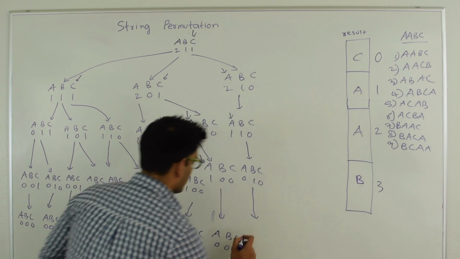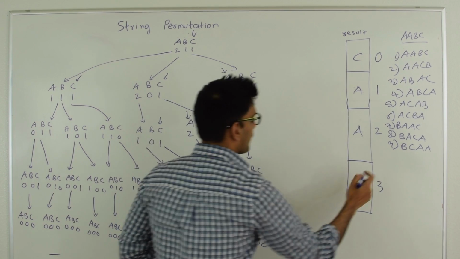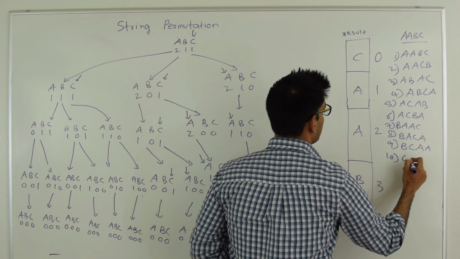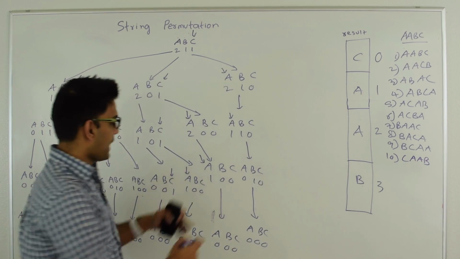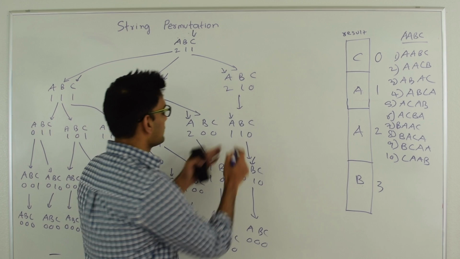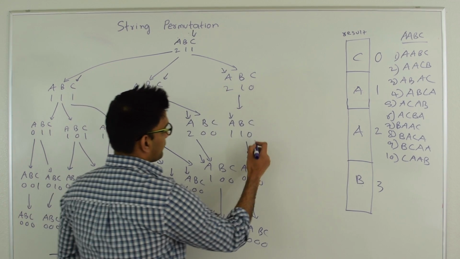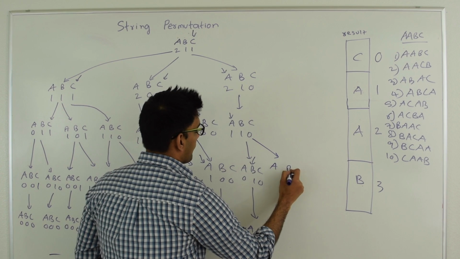So this becomes B, and this is A, B, C, 0, 0, 0. So we output this as our 10th output, C, A, B. And then we go back into the recursion. So this has no more available character from here. So here B is available, so we can go again into the recursion with A, B, C.